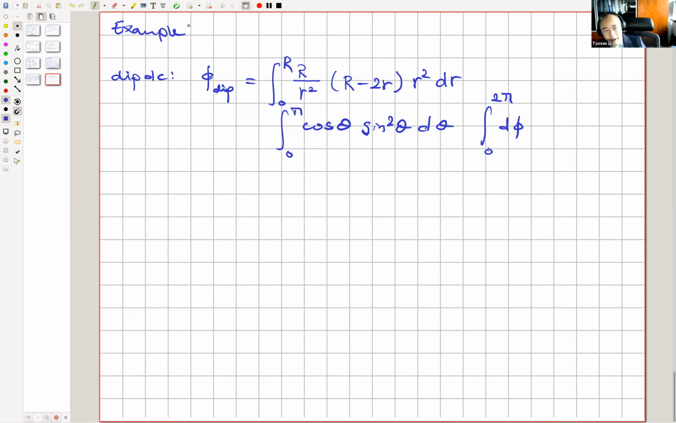Simon, can you explain why? Feel free to use your mic. Just by simple integration, I just look at the theta term, cosine theta, sine square theta, that would be 0.